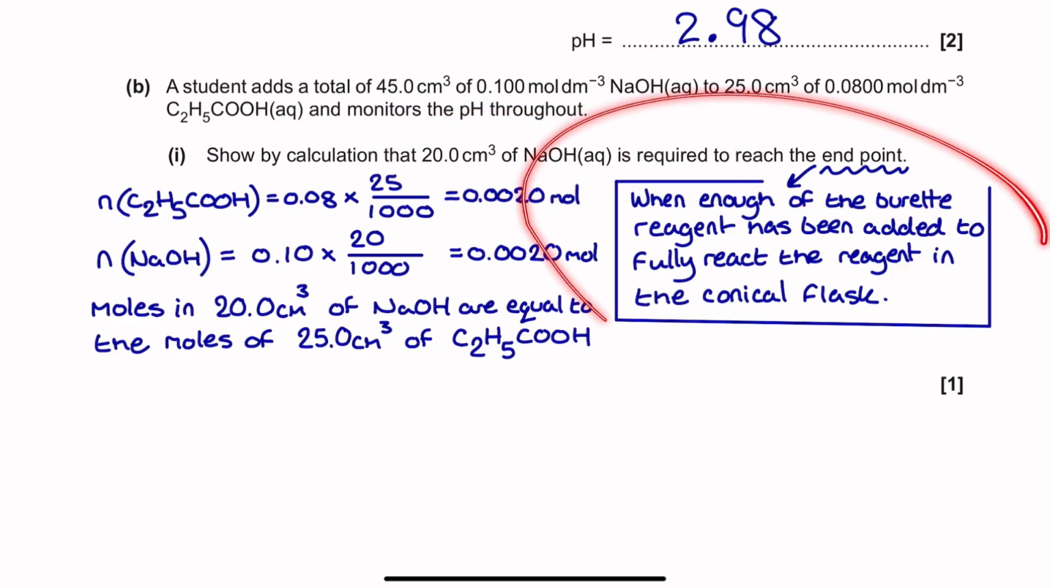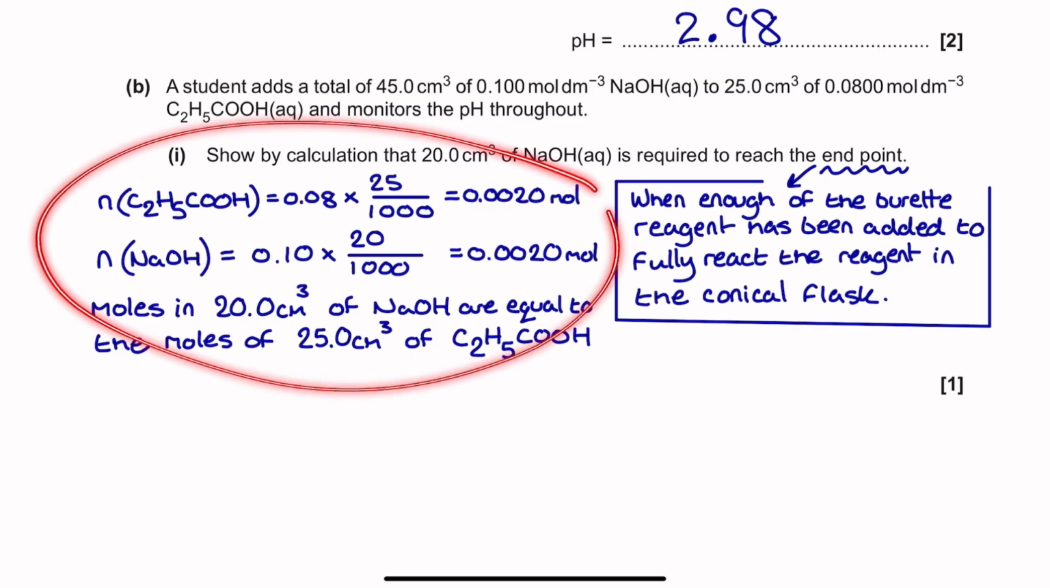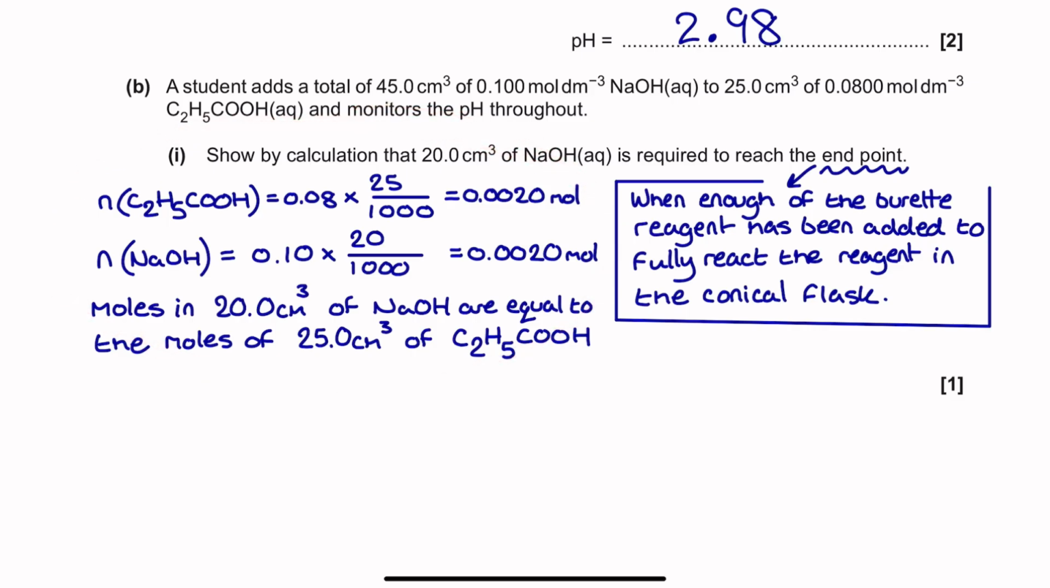Now remember, the end point here is when enough of the burette reagent has been added to fully react the reagent in the conical flask. Try and ditch this idea of end point being perfectly neutral. That's not necessarily the case. So for my calculation, I just need to show that they've got the same mole value. Based on this description, when enough burette reagent has been added to fully react with the reagent in the conical flask, I'm trying to demonstrate that they've got the same moles. And so we're looking at these mole values being equivalent to each other, and we're making sure that these two have fully reacted, and that's our good description of the end point.